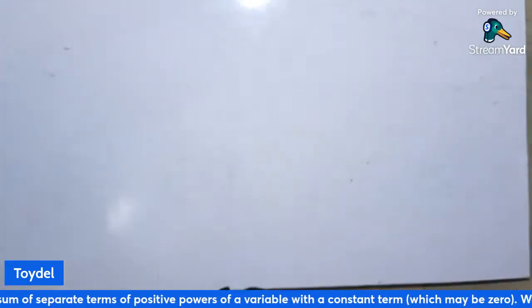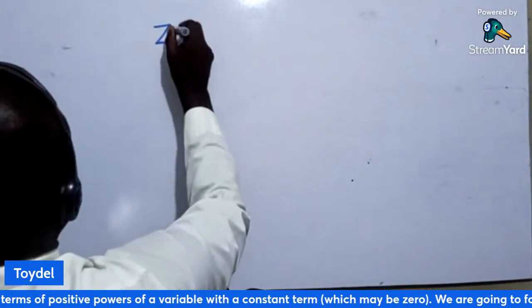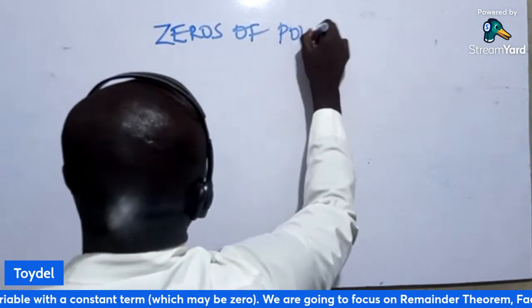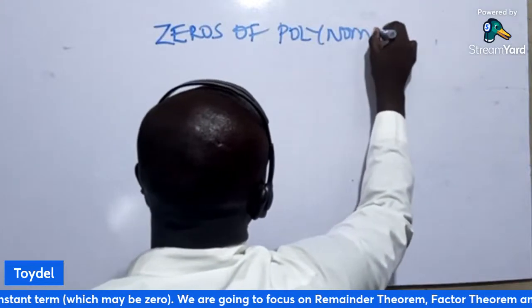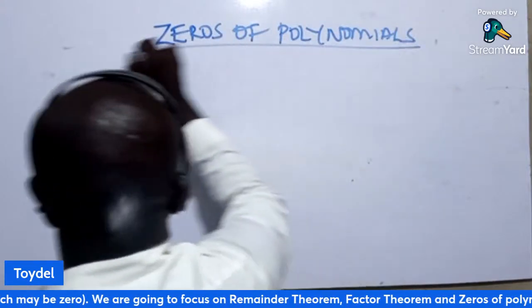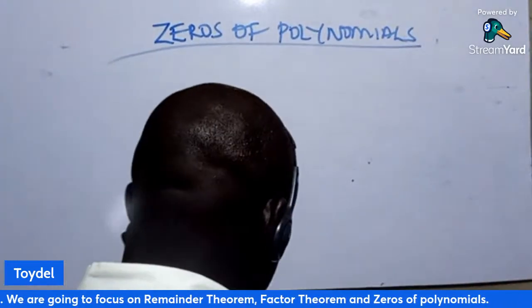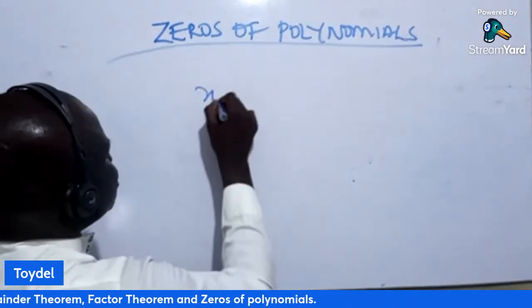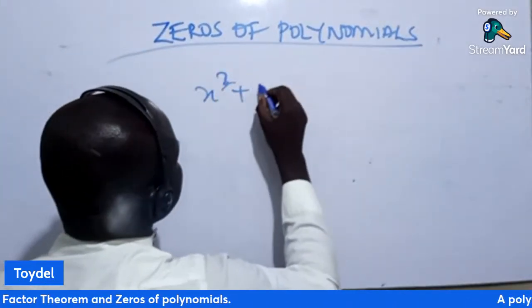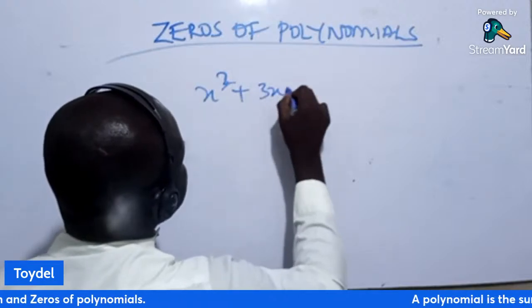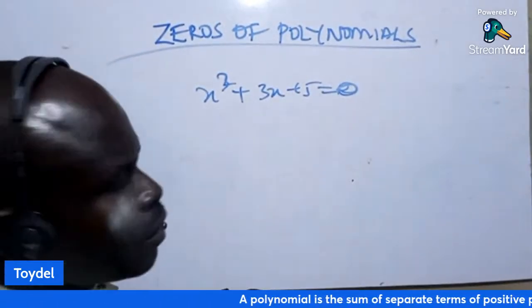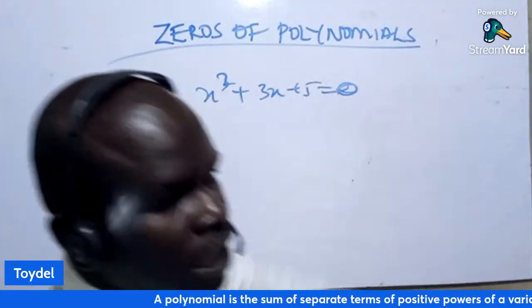So I'm going to introduce zeros of polynomial, which is the last concept that we are going to talk about under polynomials. So zeros of polynomial. What do I mean by that? When you have an equation, say x cubed, x squared plus 3x plus 5 equal to 0, what we normally do is that we are going to solve this to get 0.